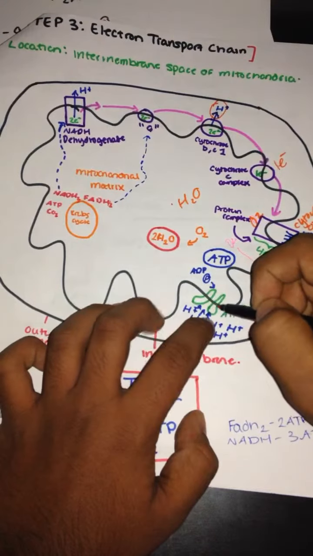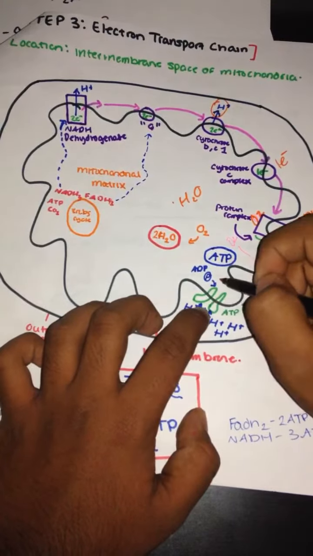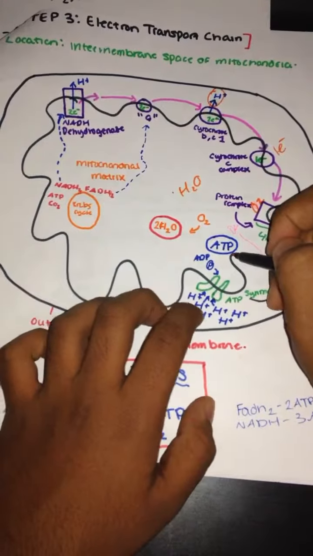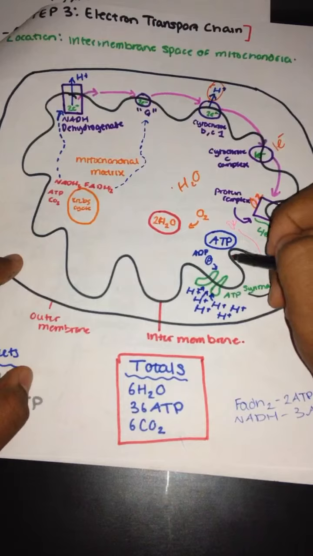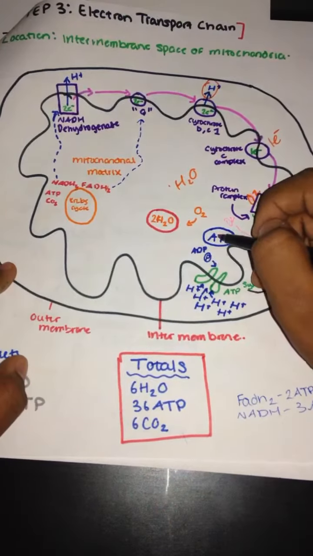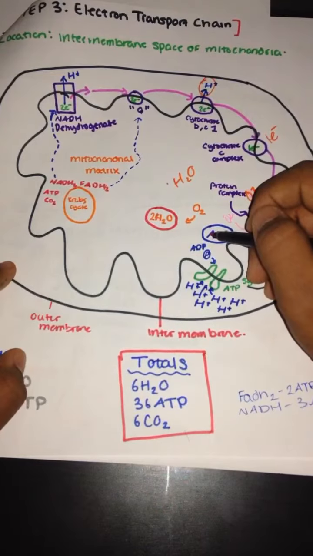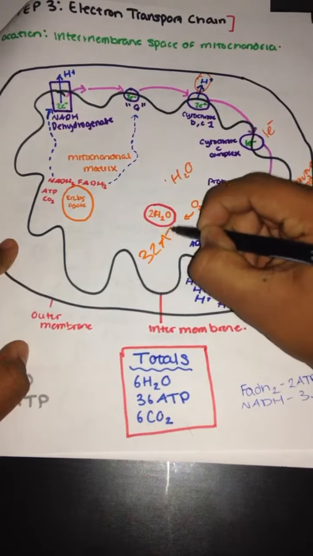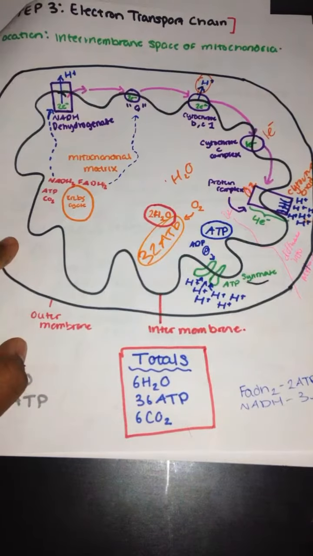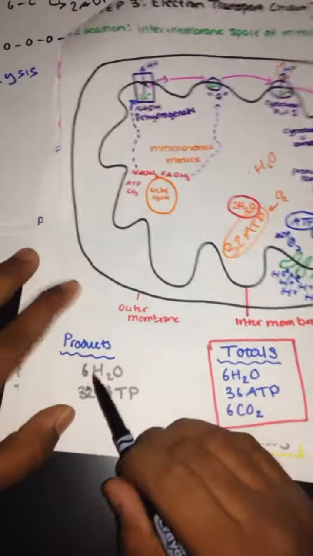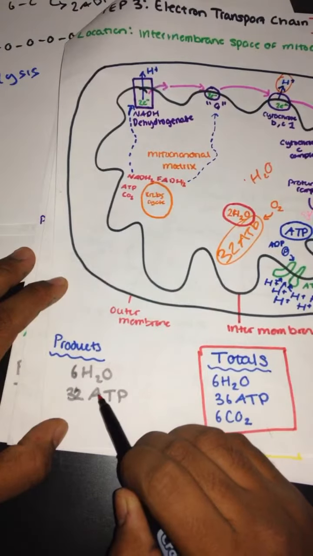3 hydrogens go in at a time, and they go into the membrane. They serve as the energy which pumps them through, and they also cause ADP to bind with an inorganic phosphate to produce ATP. This is going to occur multiple times. What you're going to result in is 32 ATP as a grand total. So what you generate from this entire cycle is 6 water molecules and 32 ATP.